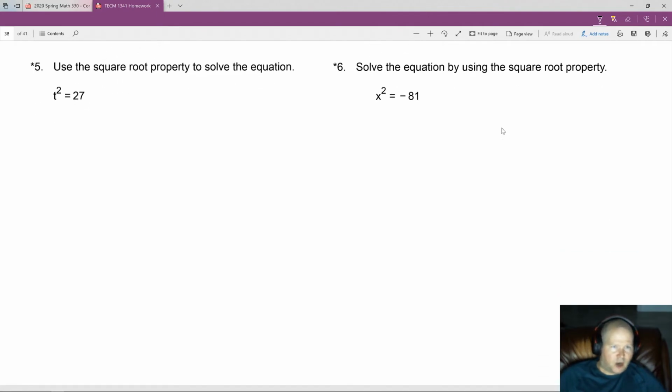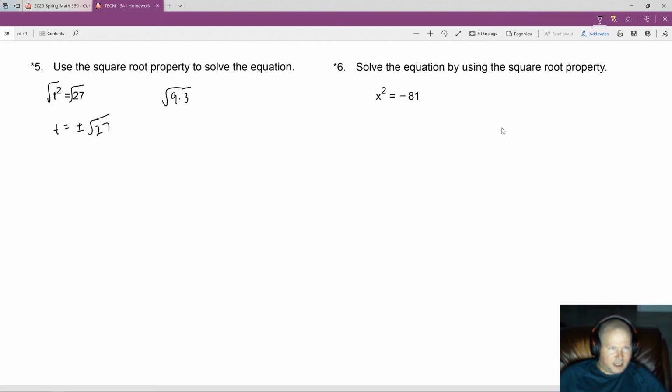So we're going to use the square root property to solve the equation. So we undo this t squared by taking the square root. We end up with t is equal to plus or minus the square root of 27. Two ways of doing this. One is you take the largest perfect square that you can factor out of 27, which is a 9. That leaves you a 3, right?